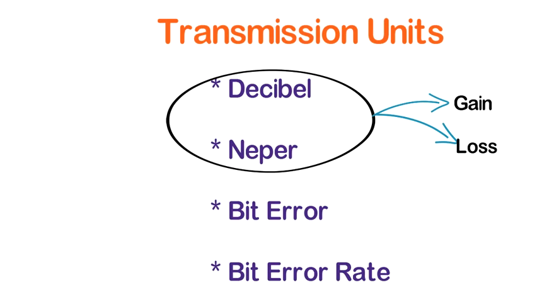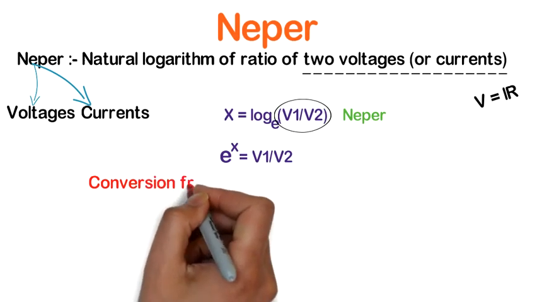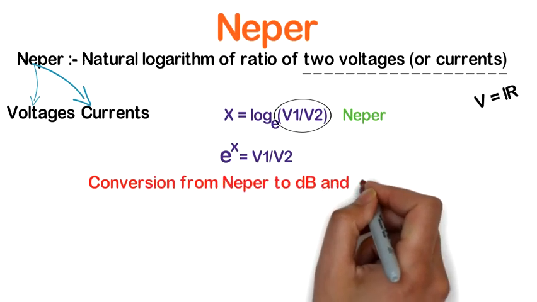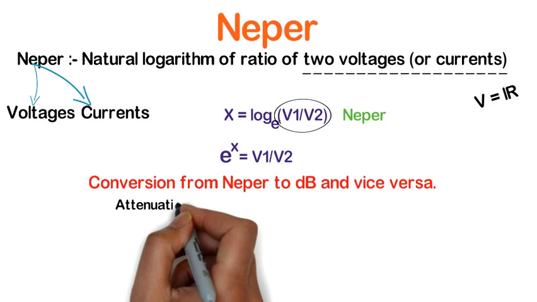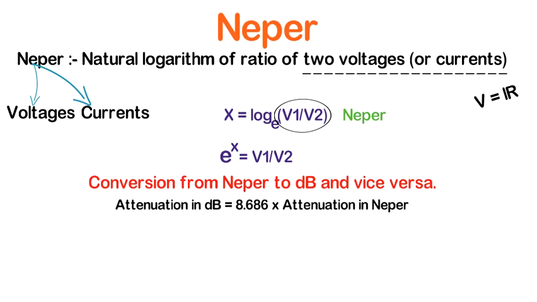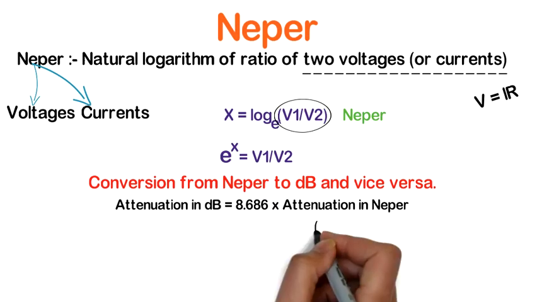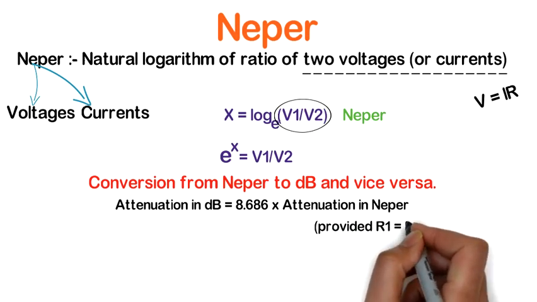As both units find the same parameter, do we have any conversion between the two units? Yes, we have a conversion from Napier to dB and vice versa. If you know the attenuation of a given network in terms of Napier, it can be calculated in terms of dB by using a factor 8.686 times attenuation in Napier, provided that resistance value R1 is equal to R2.